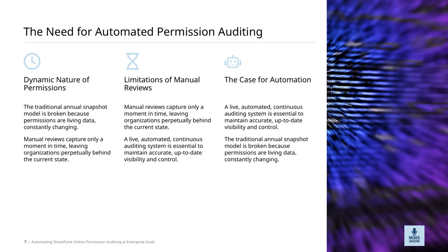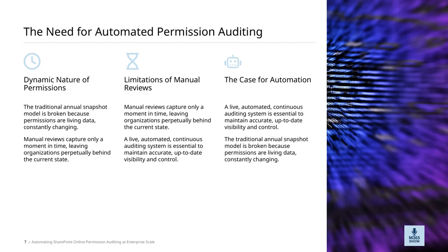A live, automated, and continuous auditing system is essential because it helps us maintain accurate and up-to-date visibility and control over permissions. Relying on manual reviews or annual snapshots just doesn't cut it anymore. Permissions are constantly changing. New users are added, access levels are modified, and sometimes permissions are forgotten or overlooked. The traditional model of taking a snapshot once a year simply isn't sufficient. It's broken because permissions are living data. They're dynamic and always in flux.